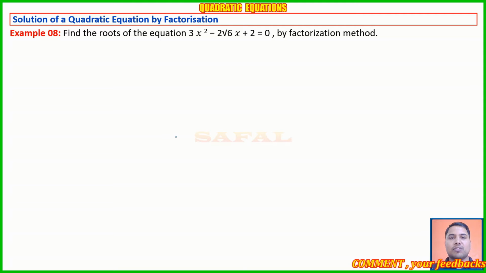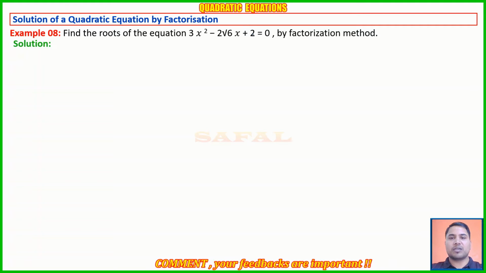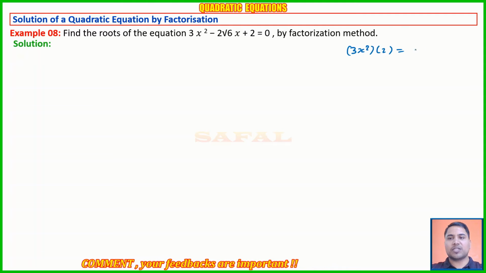Find the roots of the equation 3x square minus 2 root 6x plus 2 equals 0 by factorization method. अब यहाँ पे भी अपने को factorization method का यूज़ करना. So मैंने क्या बताया आपको, पहले आप सेकेंड डिग्री टर्म एंड कॉन्स्टेंट टर्म को मल्टीप्लाई करो. सो 3x स्क्वायर को 2 से जब मैं मल्टीप्लाई करूँगा तो मुझे क्या मिलेगा, 6x स्क्वायर.